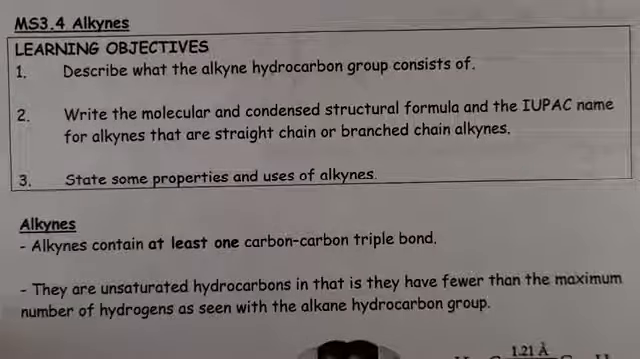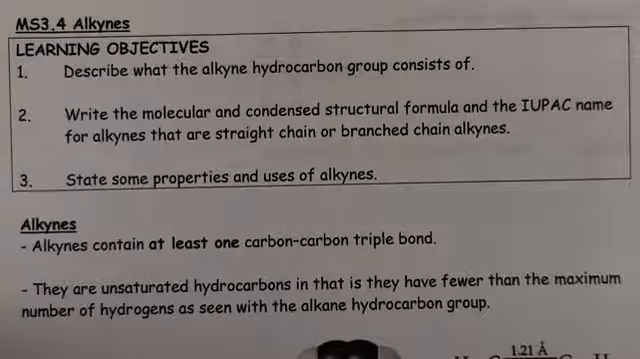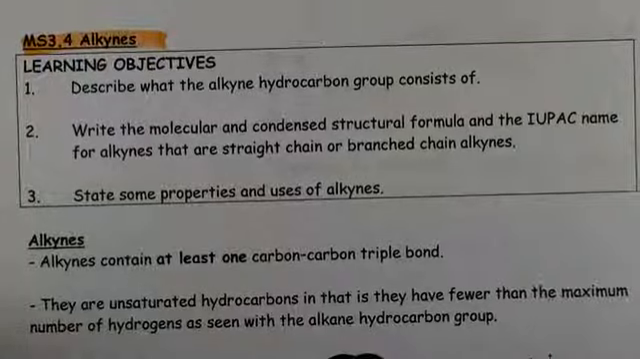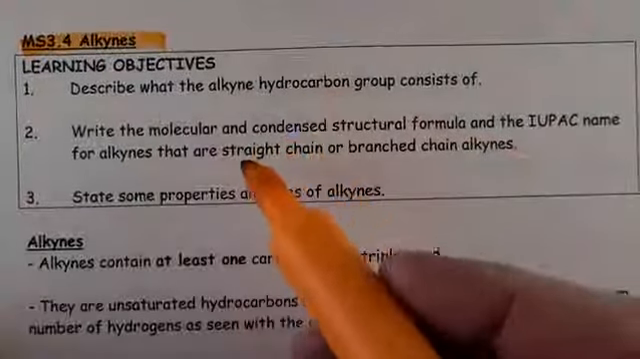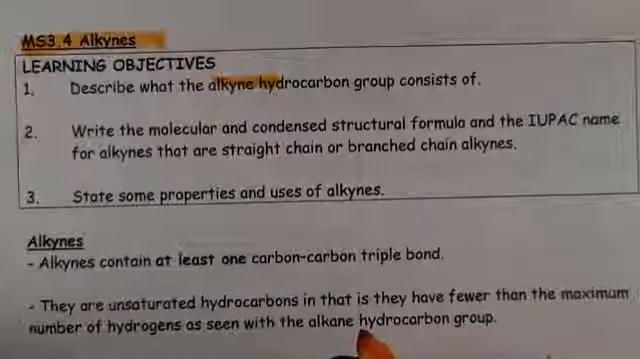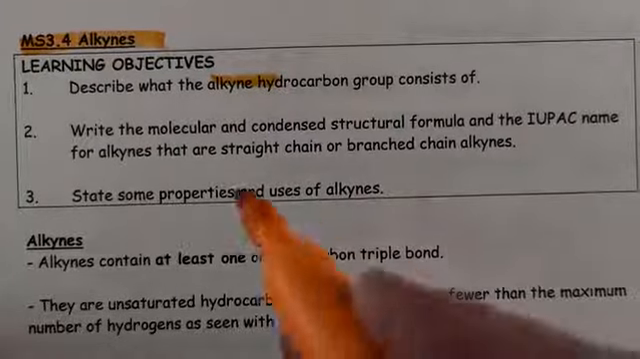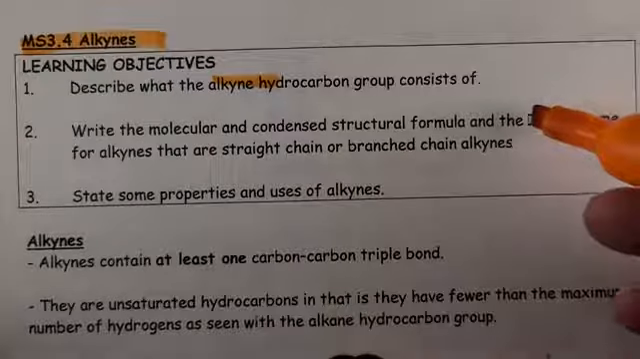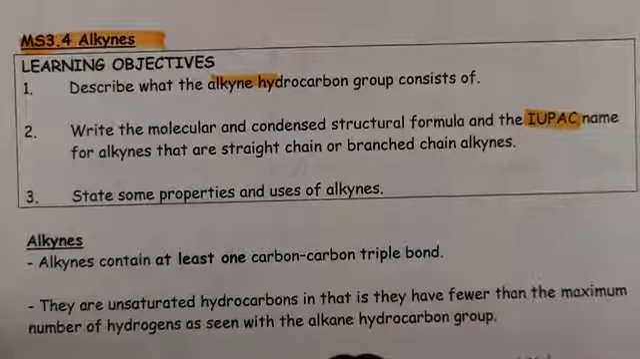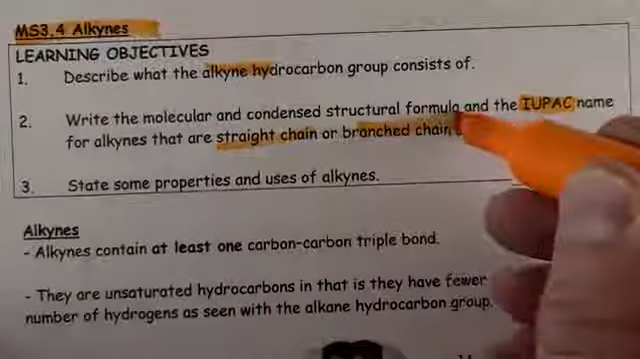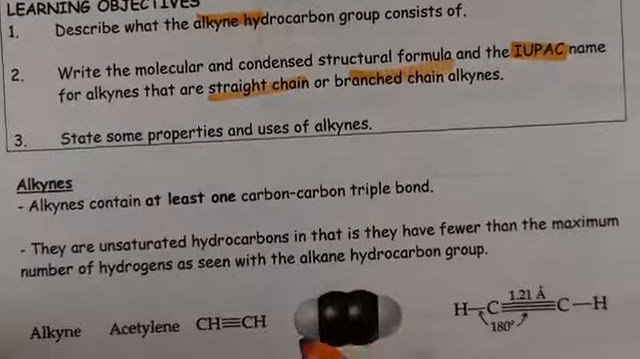Welcome back, Chemistry 30. So this is MS 3.4, alkynes. We've looked at alkanes, alkenes. Now we look at all kinds of molecules. We'll describe what the alkyne hydrocarbon group consists of, write the molecular and condensed structural formula and the IUPAC name for alkynes that are straight chain or branch chain, and state some properties, of course.